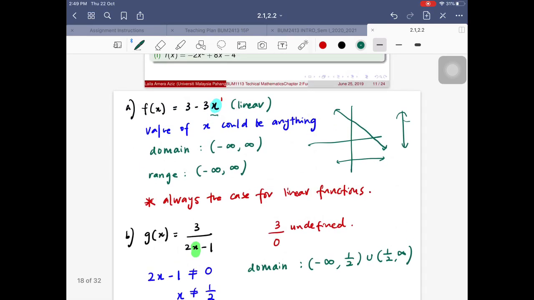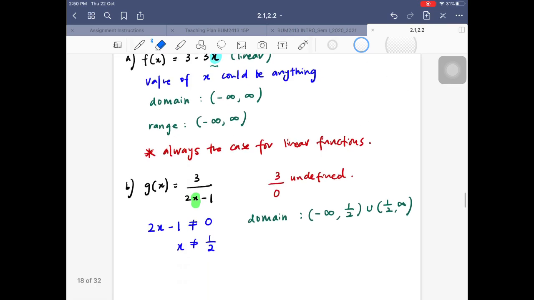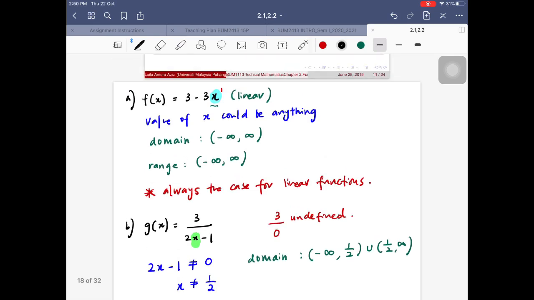Let me clarify a little bit the usage of the round bracket and the square bracket. I'm sure you know this already, but this is just a reminder for you. So this is called a round bracket, and this is called a square bracket. You use a round bracket for the case of infinity, because we don't know for sure what the value of infinity is.